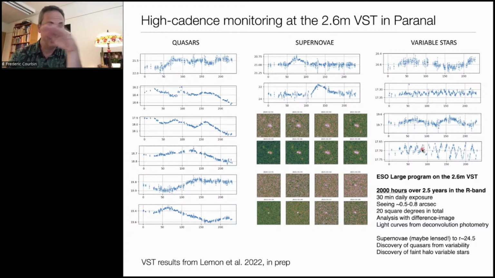That, I must say, we didn't address at all for now. We focus on lens quasars. We're also after lens supernovae using the same data.